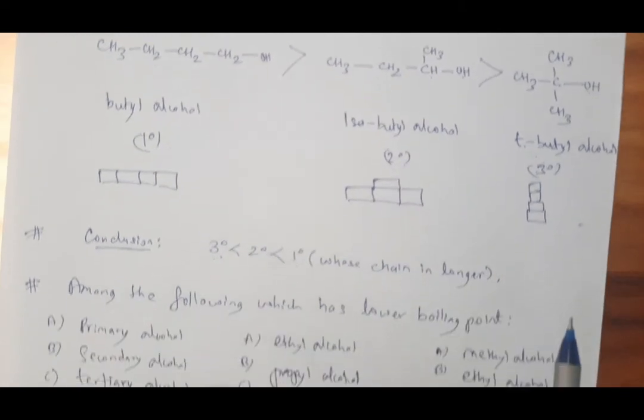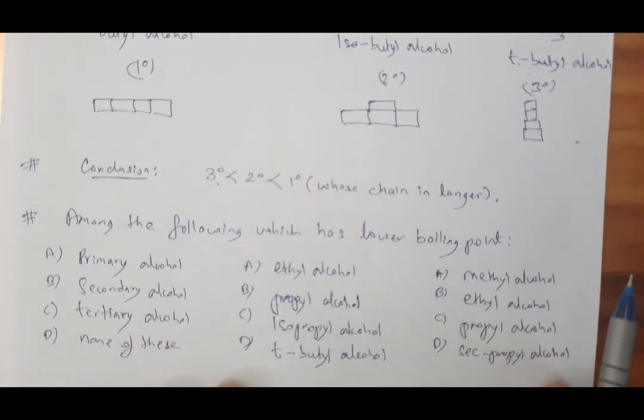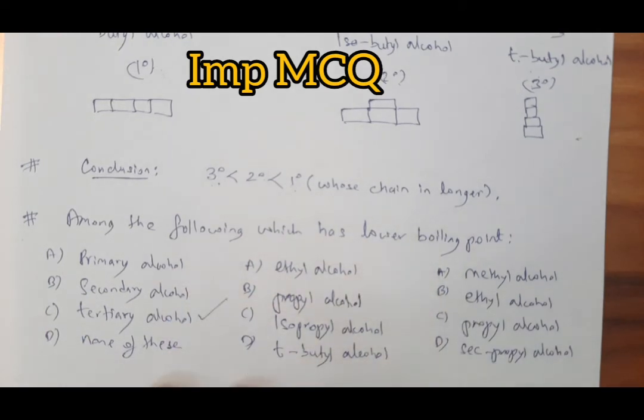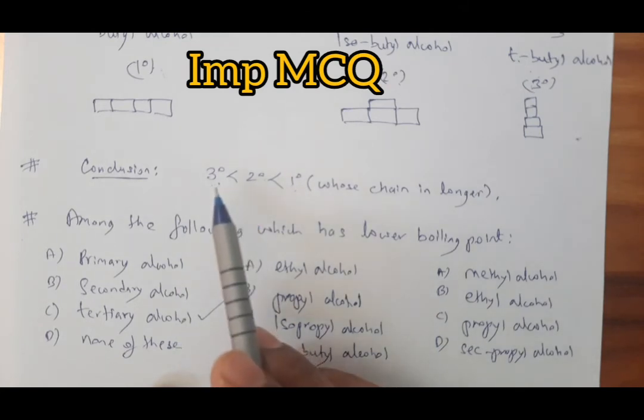Now related to this, let us see some MCQ questions. The first one: among the following, which has the lower boiling point? It is given here. So from this conclusion, you can work it out. Primary, secondary, tertiary, none of these. Who will have the lower boiling point? So the answer is tertiary butyl, because tertiary will have the lower boiling point.